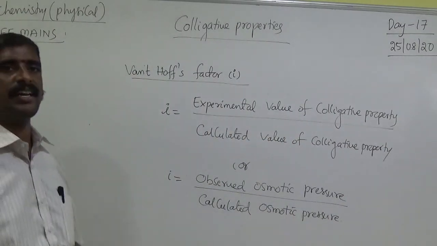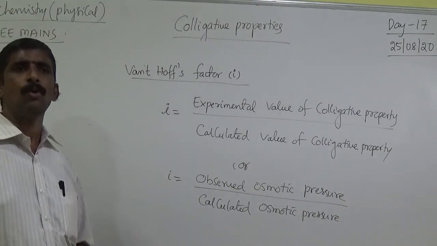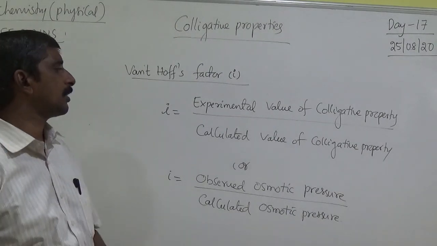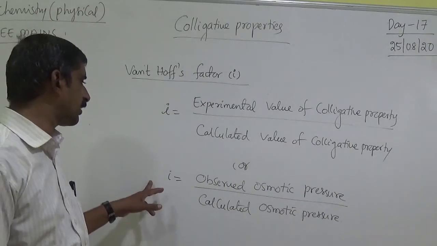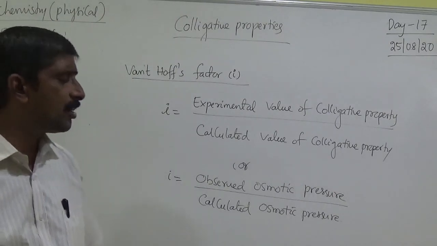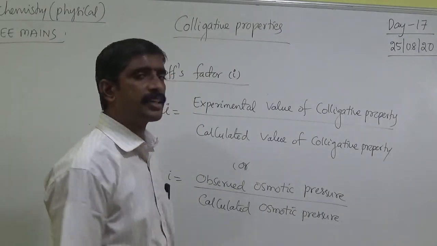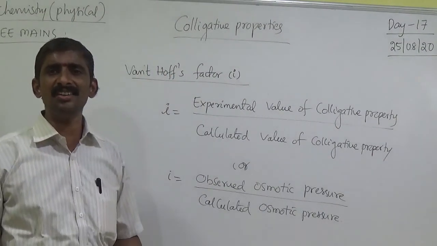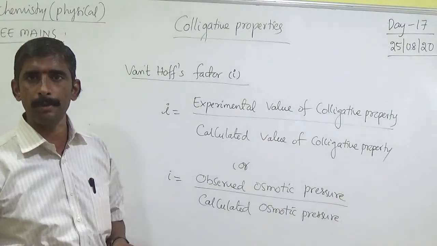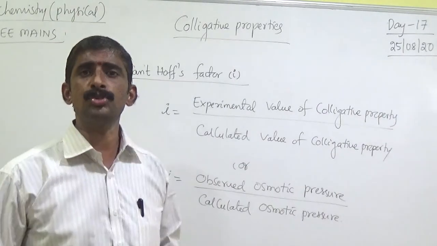Anyway, the Van 't Hoff factor i equals the ratio of the experimental value of colligative property and the calculated value of colligative property, or simply the ratio of observed osmotic pressure and calculated osmotic pressure. That is the Van 't Hoff factor. By using it we can calculate the degree of dissociation or association. Dissociation means ionization, breaking. Association means forming.